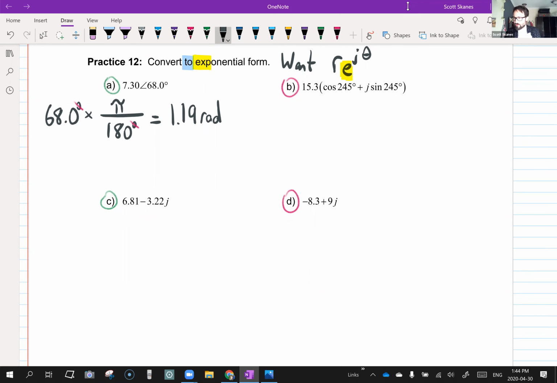So 1.186, yeah. So you can keep 3 decimal places if you want. Final answer is e to the 1.19 or 1.186 j. Let me give myself some space here. And this is an exponential form, so I am finished. Hopefully that makes some sense.